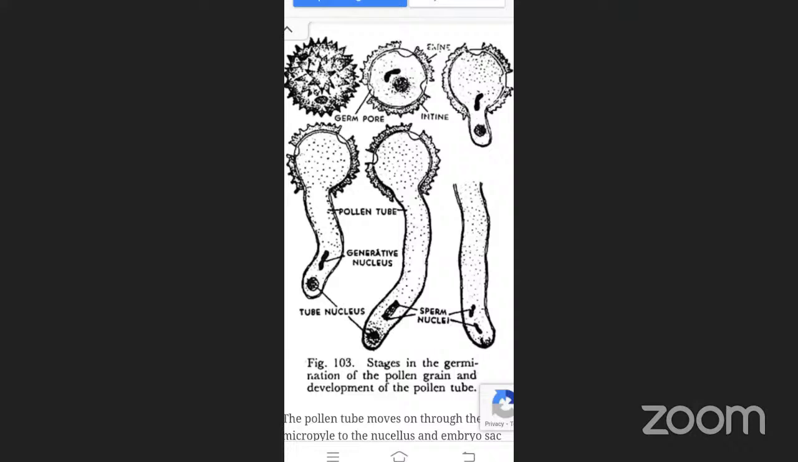Another way it manifests is that the tube fails to penetrate the transmitting tissues, as it is incompatible with the stigma's cutinase and pectinase. This is the most significant role for the stigma, to recognize the right pollen. This is truly a genetic process.